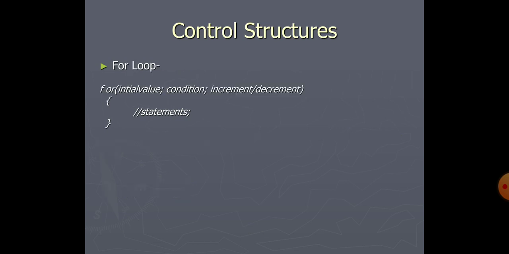Next is the for loop. For loop has the syntax of initialization, condition, increment or decrement. If the condition is true, then the statements are executed, otherwise stop the execution.